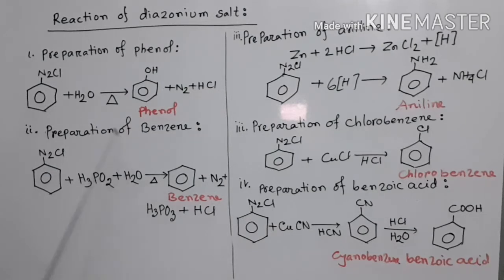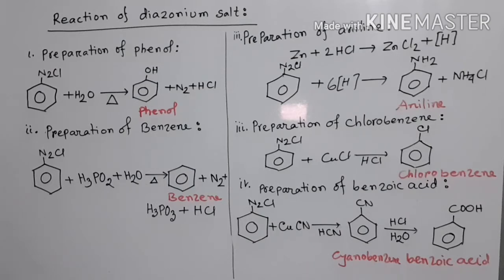Now we discuss some reactions of diazonium salt. At first, we have to know what is diazonium salt. Aromatic primary amine like aniline, when it reacts with nitrous acid at 0 to 5 degrees centigrade temperature, forms a type of salt called diazonium salt, like benzene diazonium chloride. The formation of diazonium salt is known as diazotization.